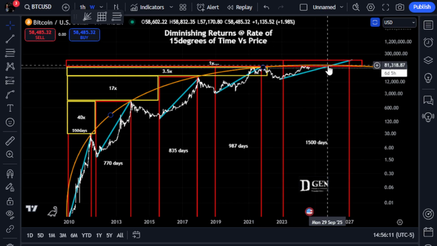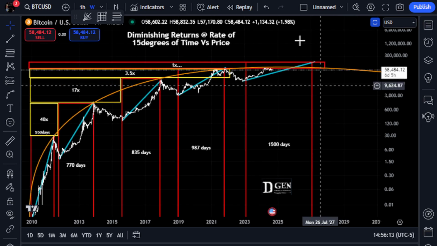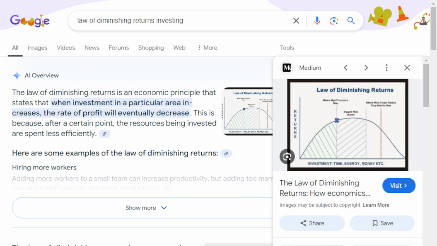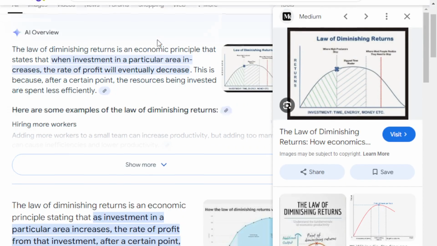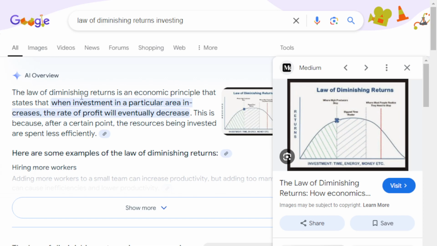So if you're looking for more than this, what is diminishing returns? That doesn't mean that we can't get it. So here, just Google law of diminishing returns investing. What does AI say? The law of diminishing returns is an economic principle that states when investment in a particular area increases, the rate of profit will eventually decrease. This is because after a certain point, the resources being invested are spent less efficiently.